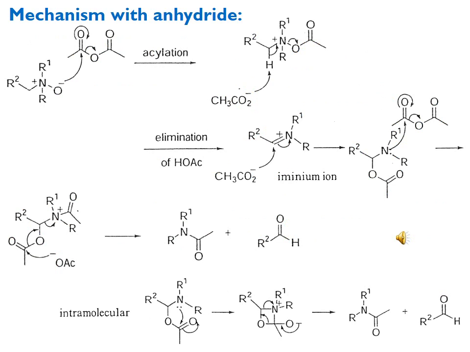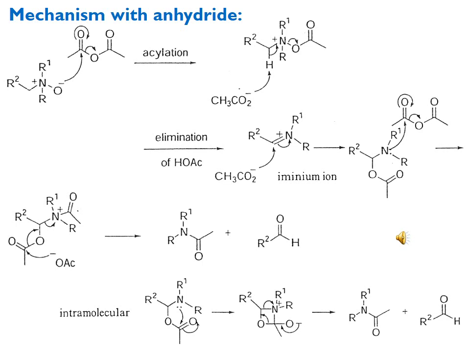Here is given the overall mechanism of this reaction. As we have discussed in the last slides, we can use acetic anhydride or we can use acyl halides. I am giving here the mechanism for the anhydride and also for the acyl halides, and there are two cases in the case of acyl halide. First we discuss the mechanism with anhydride.